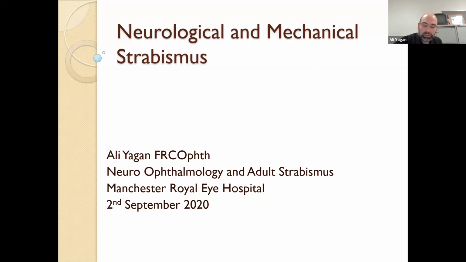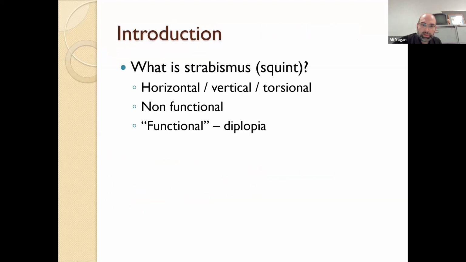Today about ocular motility and, in particular, neurological and mechanical strabismus. I'll go through a little bit of basic concepts for those who are not ophthalmologists, and then we'll talk about the conditions in a bit more detail as we go. As we mentioned, you can just drop us a couple of lines of questions if you have, and for your feedback at the end. So let's make a start.